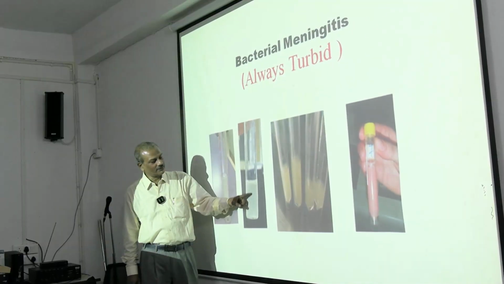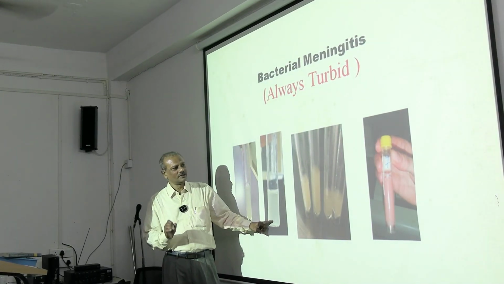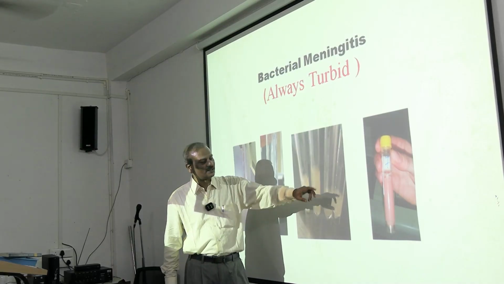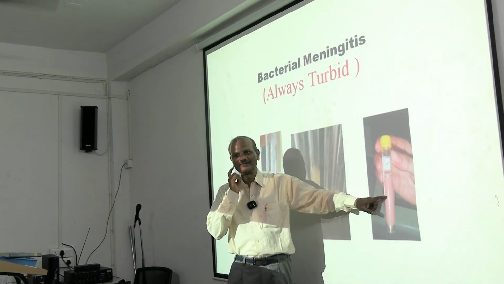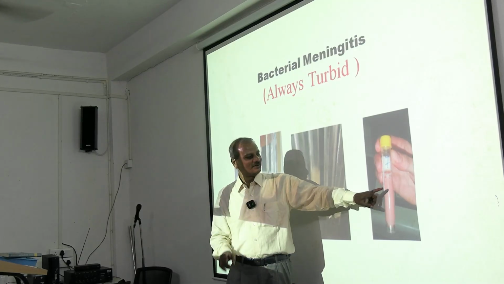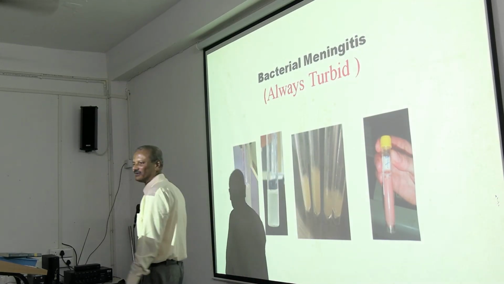If it is a slightly early presentation, you will get a CSF like this. If a little bit advanced, you will get a picture like this. If the disease is quite advanced, then the blood-brain barrier will be severely damaged, and there will be some amount of hemorrhage. The capillaries will also rupture, so you will get a slightly hemorrhagic fluid also.